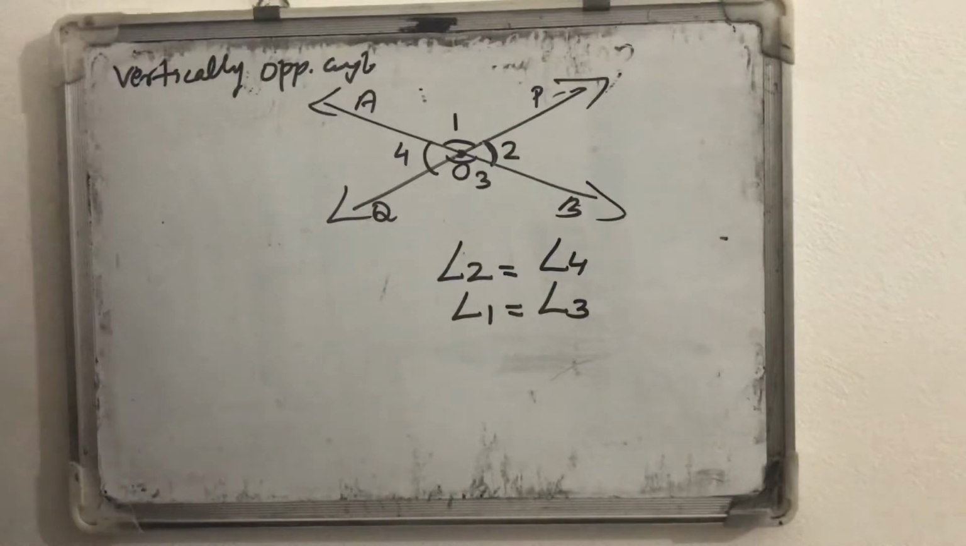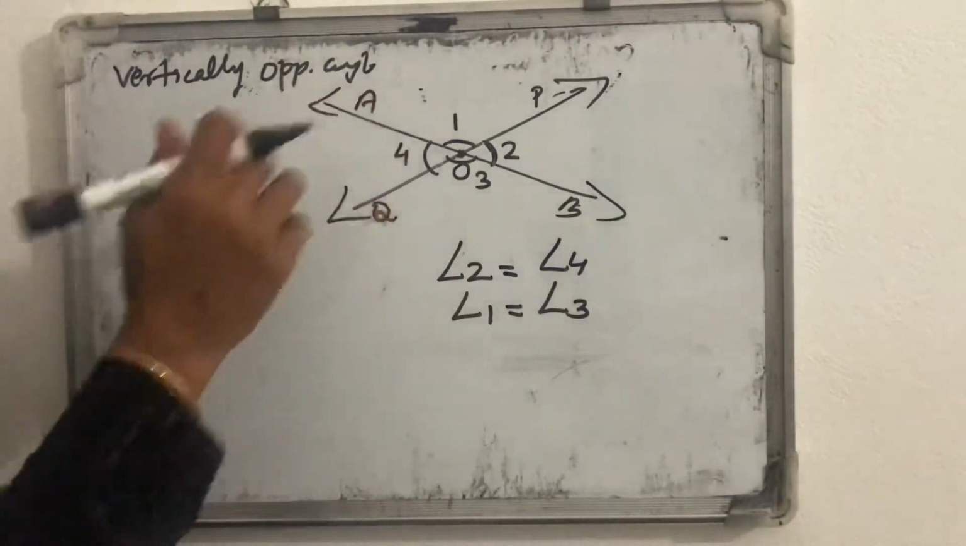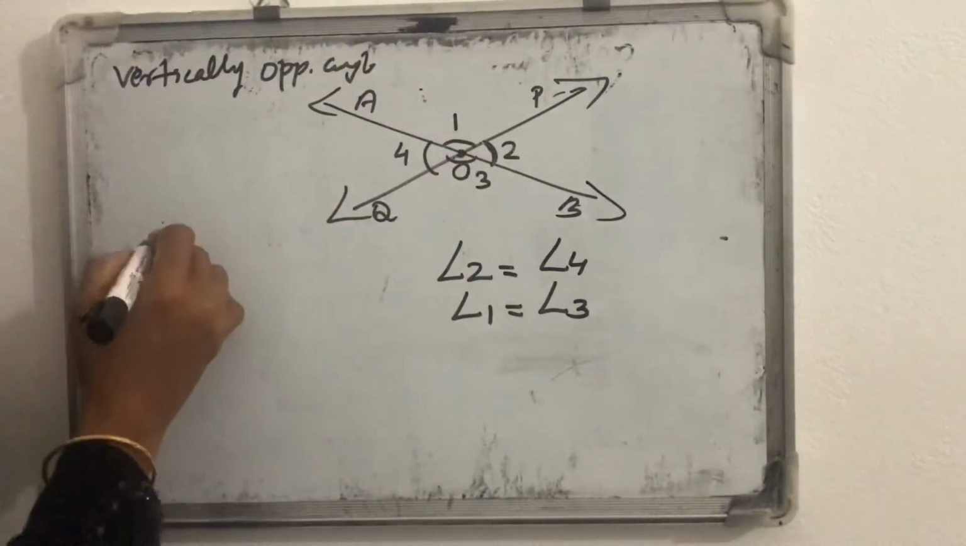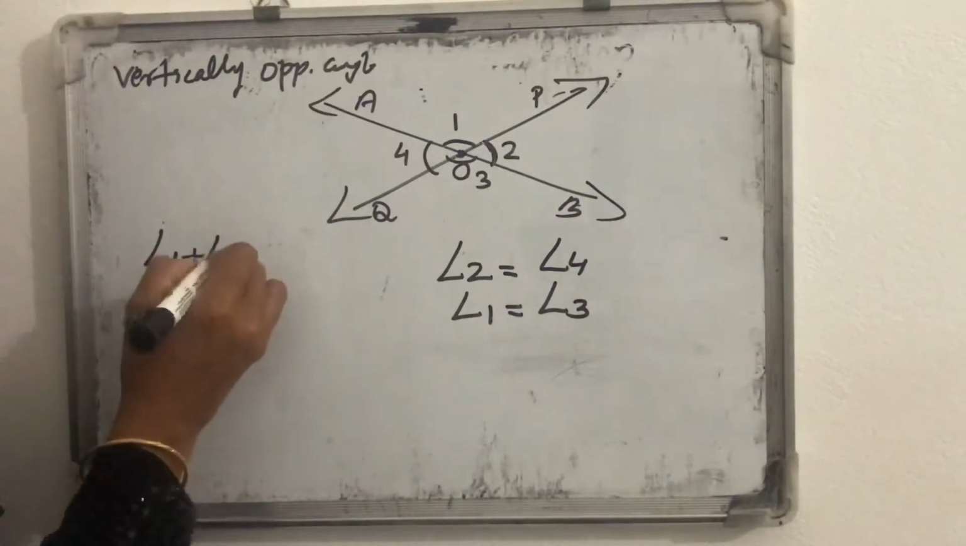For that we can consider this same figure. If the two lines AB and PQ intersect at a point O, then these four angles are formed here. So first we can say angle 1 plus angle 2. What will be the sum of angle 1 plus angle 2?